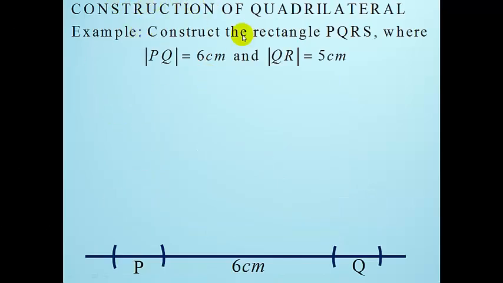Now we have construction of a quadrilateral. Example, construct the rectangle PQRS, where PQ equals 6 centimeters and QR equals 5 centimeters. When we talk of a quadrilateral, a quadrilateral is a four-sided figure.